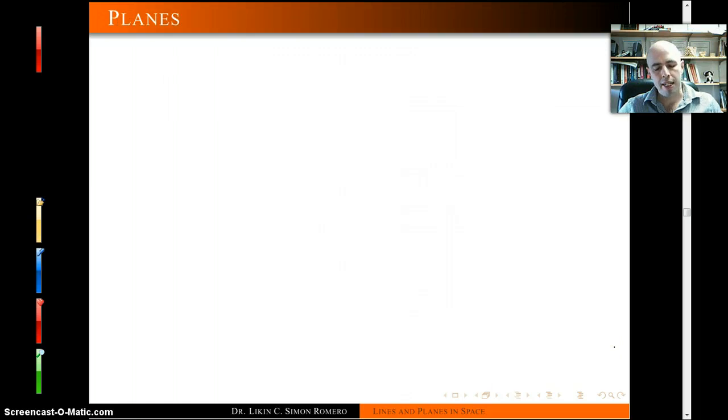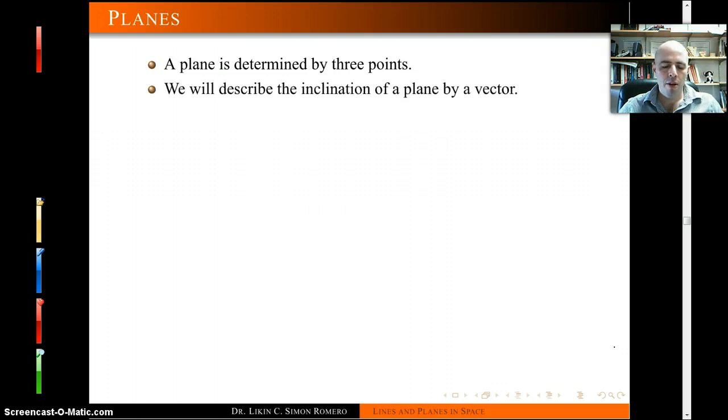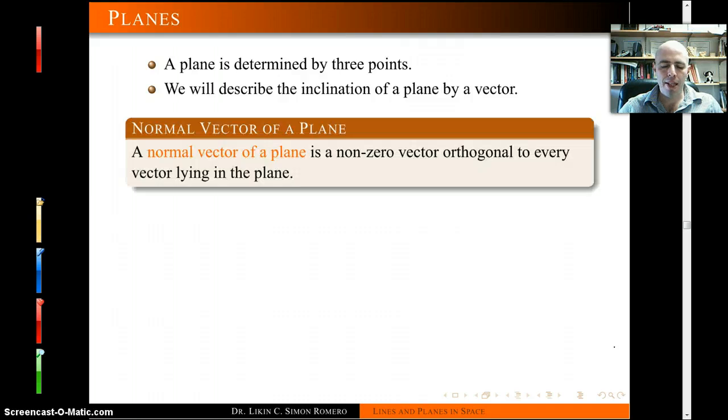Let me talk about planes. Planes are two-dimensional objects in a three-dimensional space, and they are the two-dimensional equivalent of a line. A plane is determined by 3 points. We will describe the inclination of a plane by a vector. A normal vector of the plane is a non-zero vector orthogonal to every vector lying in the plane.